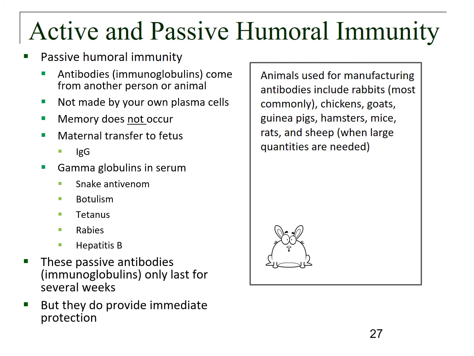You're going to be dead, and so it's better to have that antivenom in place. And so rabbits, chickens, goats, guinea pigs, hamsters, mice, rats. These are animals that produce antibodies, and the way that those antibodies get produced basically is that people inject those animals with the particular antigens, and so those animals produce the antibodies. Those get isolated from the blood of the animals, and then that's where you get antivenom from.